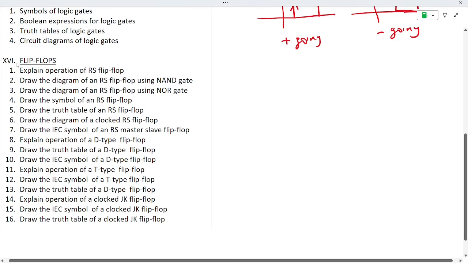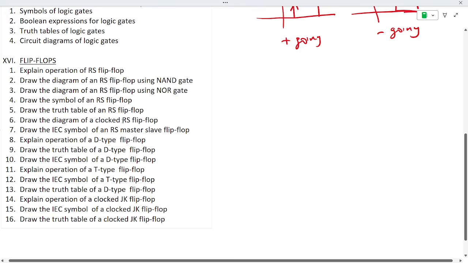And then module 16 is on the flip-flops, and there is a ridiculous number of things that we have to go through. You should be able to explain the operation of an RS flip-flop, draw the diagram of an RS flip-flop using NAND gates, draw the diagram of an RS flip-flop using NOR gates, draw the symbol of an RS flip-flop, draw the truth table of an RS flip-flop, draw the diagram of a clocked RS flip-flop. This was all for just the RS flip-flop. And there's the seventh one: draw the IEC symbol of an RS master slave flip-flop.